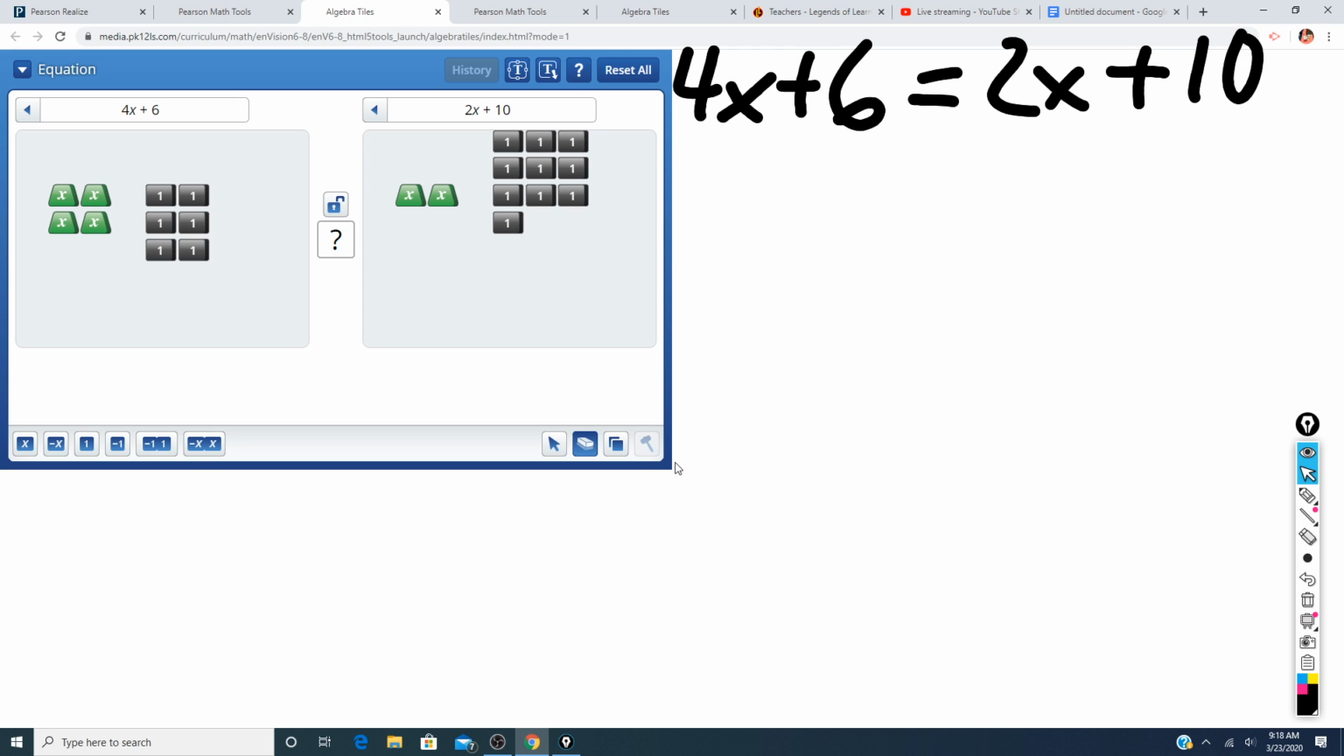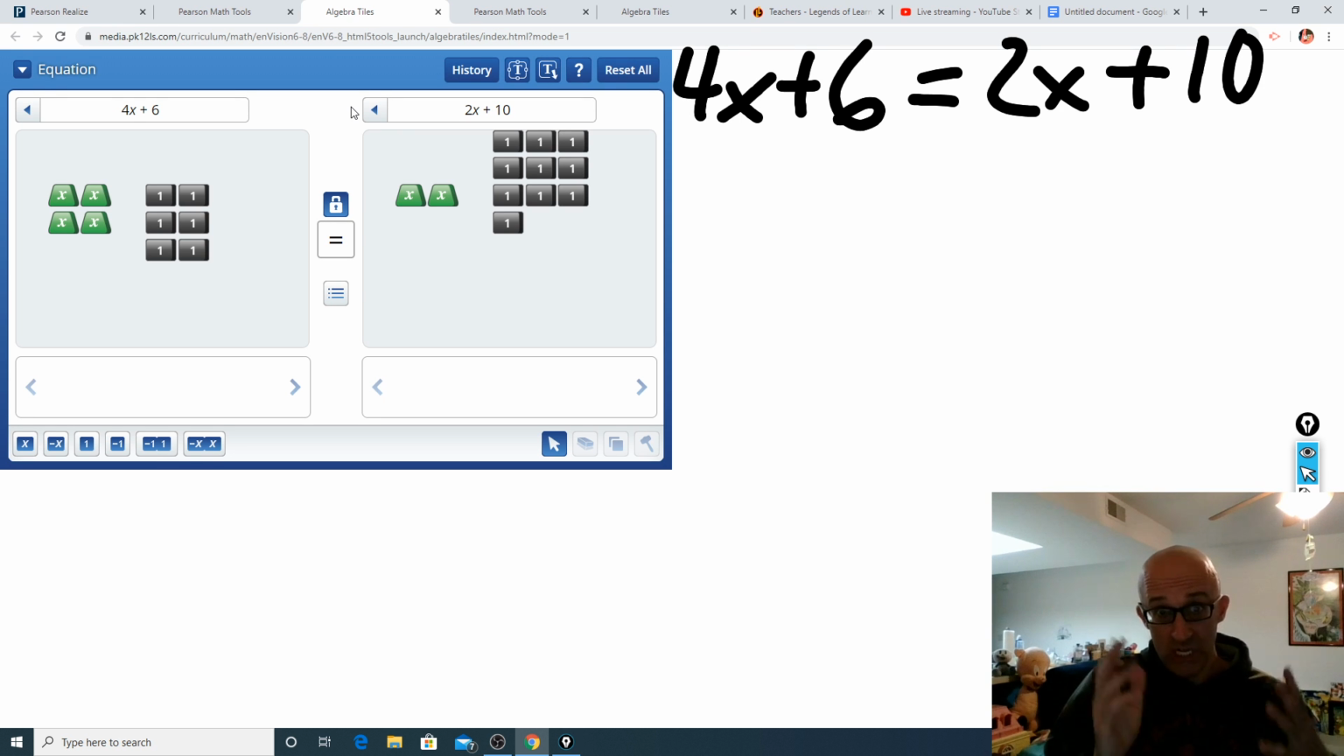The next thing you want to do, after you have both expression boxes put out like I have and your screen looks like mine, is click the lock button in the middle. When you click this lock button, you're basically setting that equation equal to each other right there.